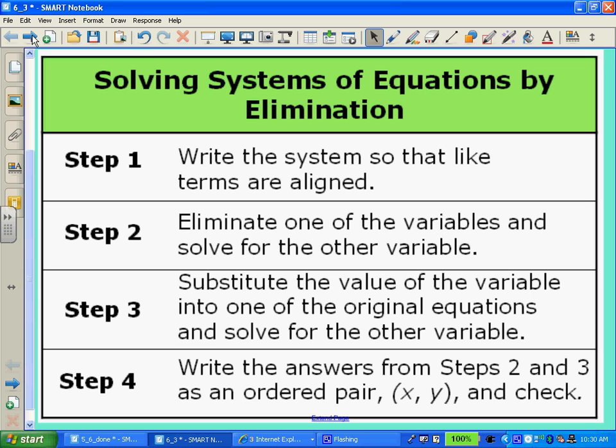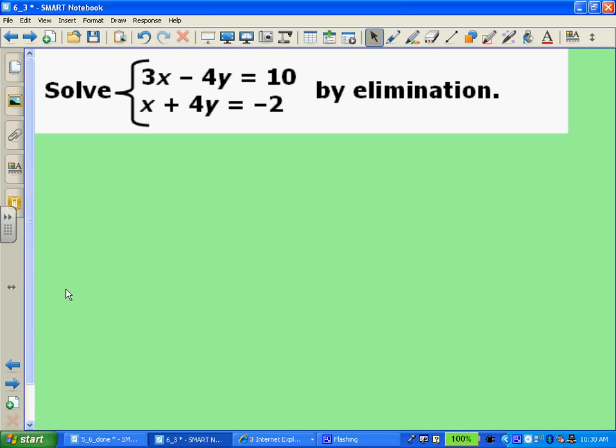So we're going to start out solving this system, and as you can see, it's already written where the x's are lined up, the y's are lined up, and then my constants are lined up. So what I'm going to do is take these two equations and add them together. It sounds kind of weird at first, but it works out pretty nicely.